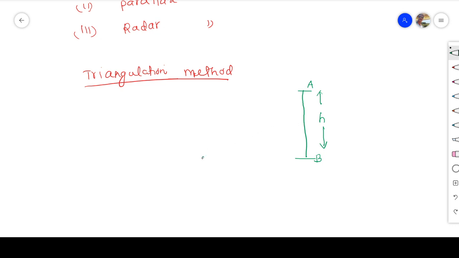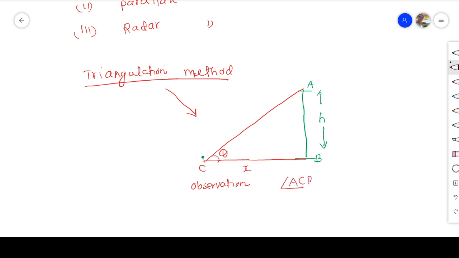Let us assume that we are looking from here, and C is the point from which we are observing the building. Let us assume the distance between this observation point and the base of the building is x. We keep a range finder to find the angle. Let us assume that the angle to the top of the building is theta. It is forming a triangle, and that's why this method is known as the triangulation method. So the height of the building is h, AB is the building, C is the observation point from which we are observing the building, and the angle of triangle ACB at C is theta.